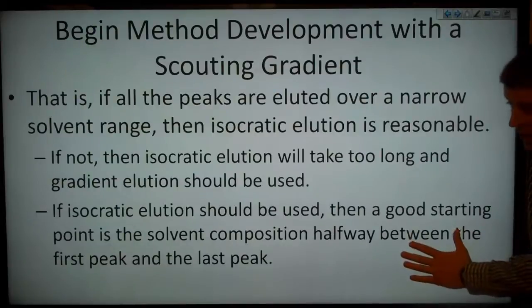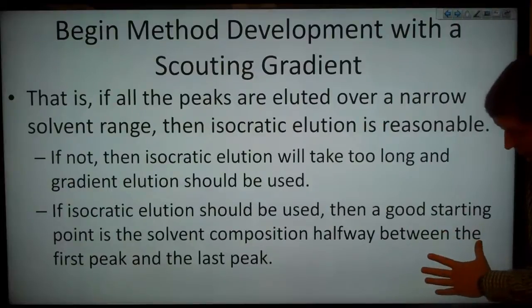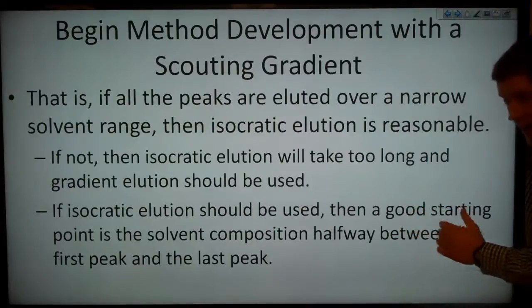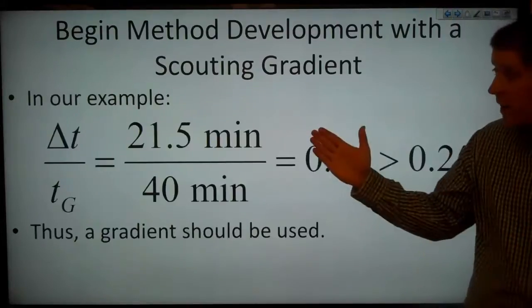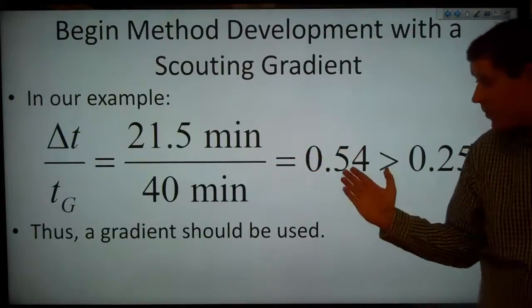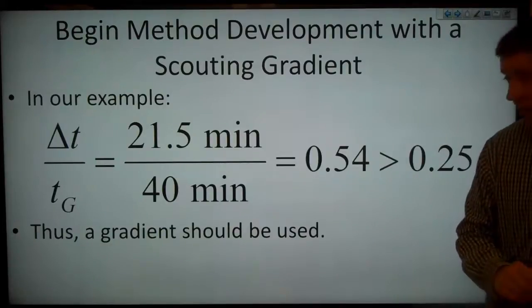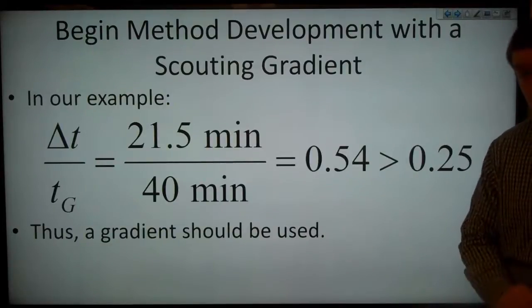If isocratic elution should be used, then a good starting point is the solvent composition halfway between the first peak and the last peak. In our example, delta T over TG is 21.5 minutes divided by 40 minutes, which is 0.54, and that is greater than 0.25. That means that a gradient should be used.